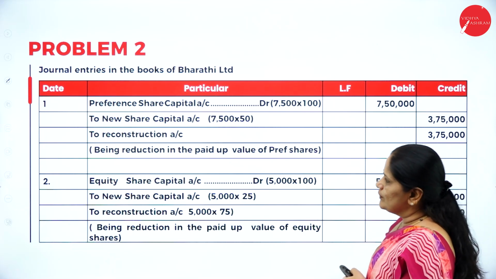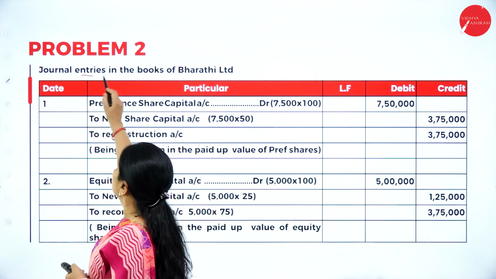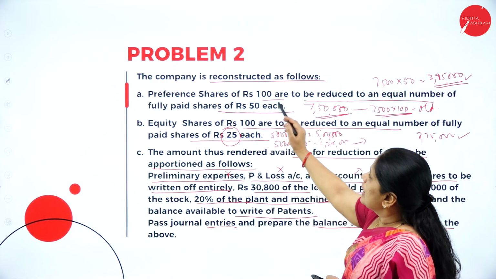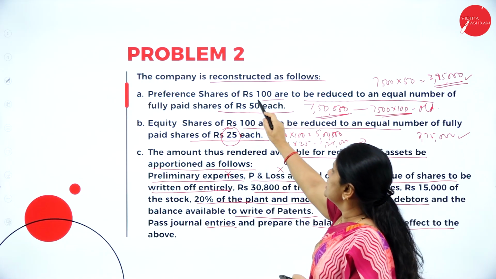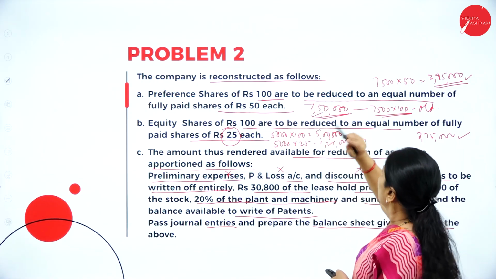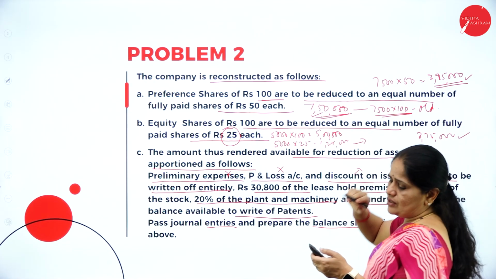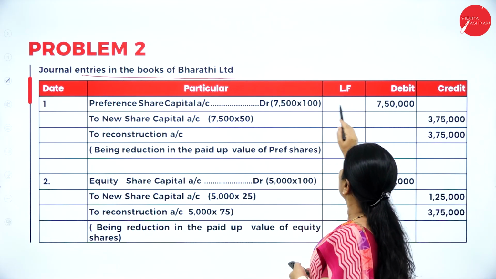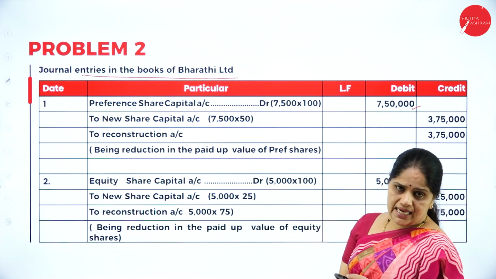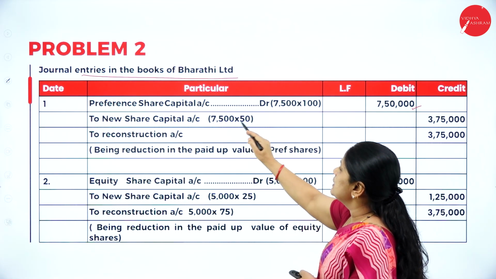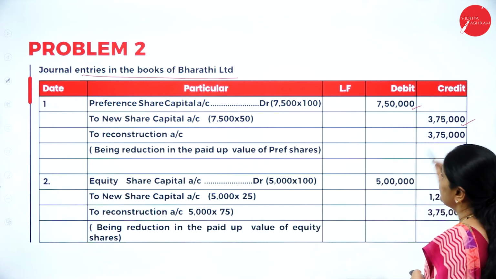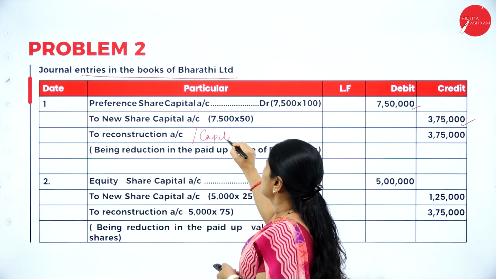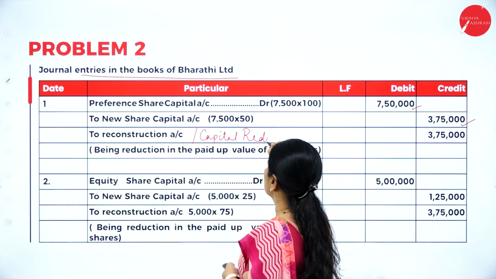So first you will be writing the heading, journal entries in the books of Bharati Limited. Then the first journal entry will be for reduction of preference shares. So what is the old share capital? 7,50,000. New share capital 3,75,000. So we will be writing it. Preference share capital account debit, 7,500 into 100, 7,50,000. To new share capital, 7,500 into 50, 3,75,000. To reconstruction account, or you can also call it capital reduction account.